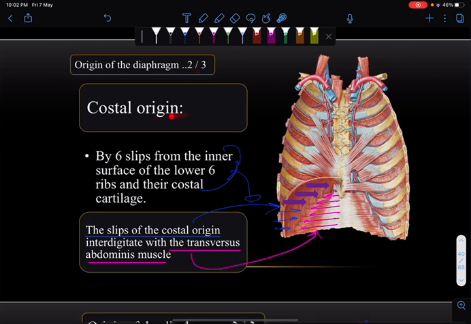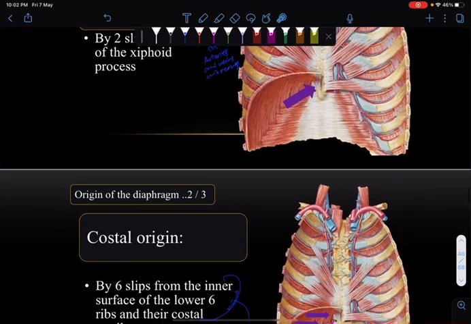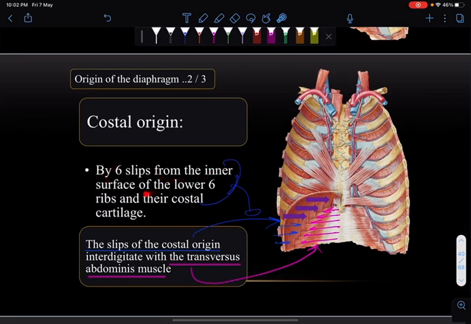Part 2, the costal origin. When we hear "costal", what does it mean? It means thoracic cage, the ribs. So, 6 slips of muscles. Here, 2 slips back of the xiphoid process. Here, 6 slips of muscles from the inner surface of the lower 6 ribs and their costal cartilage.